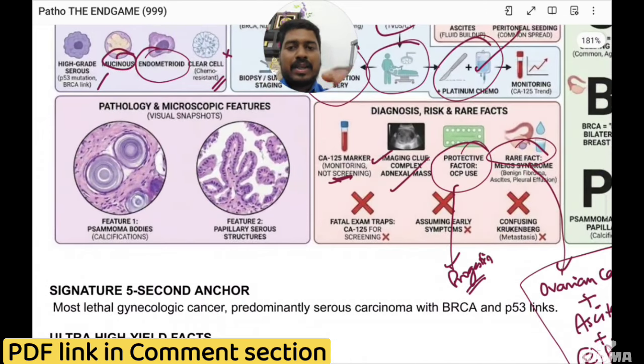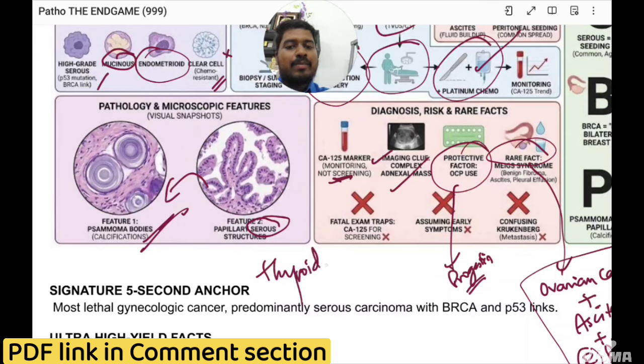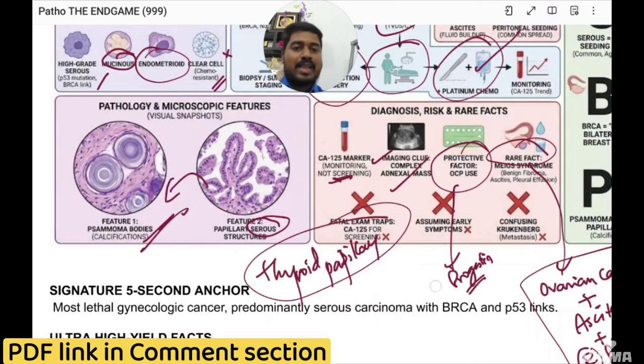What is the histological part? Basically, serous structure. Since it is a papillary serous type of carcinoma, we'll have psammoma bodies. Remember, where else we had psammoma? Yes, very good. In thyroid papillary carcinoma also we had psammoma bodies. Also in dystrophic calcification we had psammoma bodies.